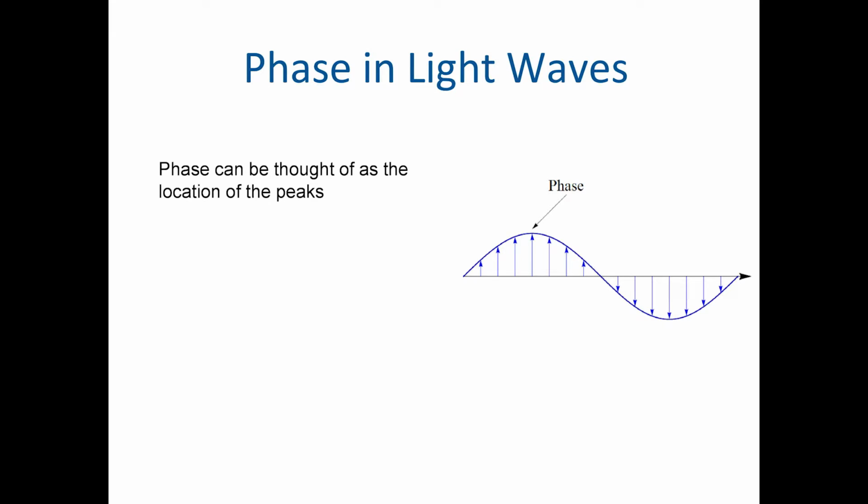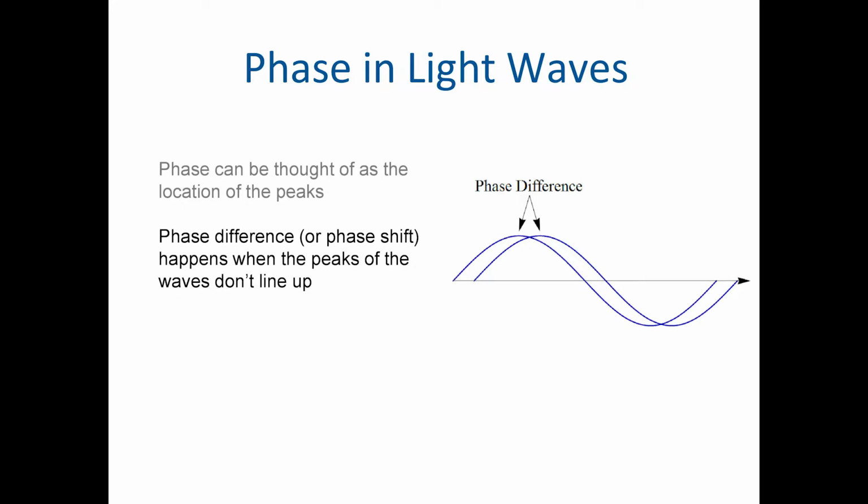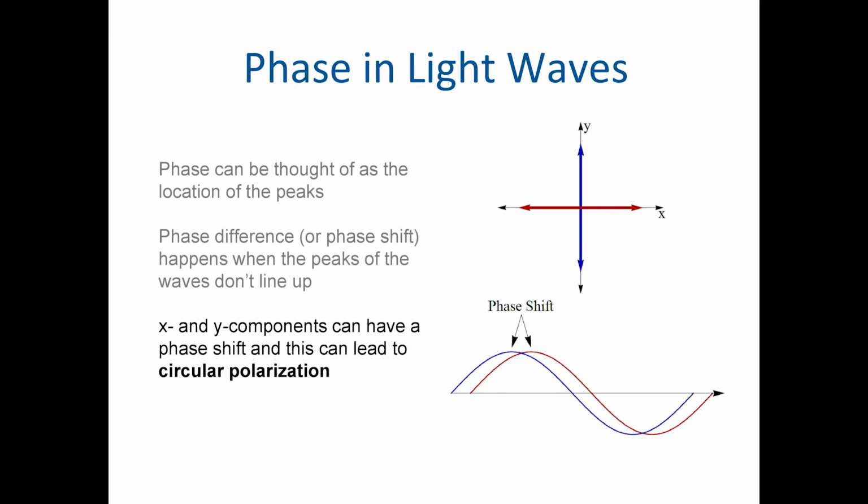So now we're going to talk a little bit about phase in the light wave. Waves have certain properties, amplitude and frequency, but one that's going to become very important here in a minute is phase. You can just think of phase as the location of one of the peaks. But what is really important is something called phase difference. If you have two different waves superimposed on top of each other, and the waves don't line up, and these waves have the same frequency and the same amplitude in this case, we can see that these peaks don't line up, and we call that a phase difference or phase shift.